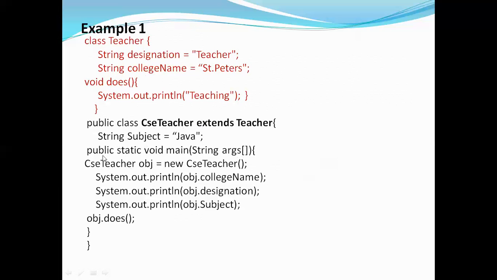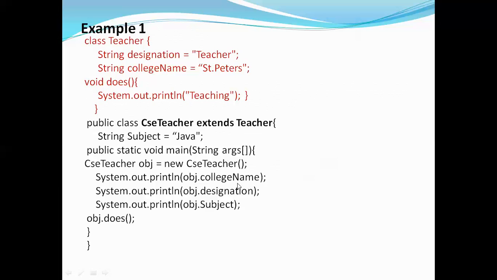Inside the main method, I'm trying to create the object for my subclass, that is CSC teacher. So we have the syntax: class name, object is equal to new class name. So here my object is obj. Now I'm trying to call obj dot college name. Now if you observe, I don't have any college name string here, that is any data member called college name. It is there in the superclass, but I am trying to call it from the subclass. So you will be allowed to access that because you are extending the parent class.